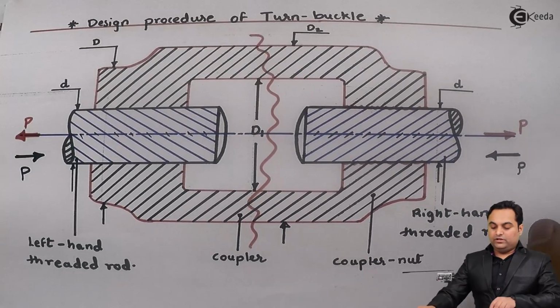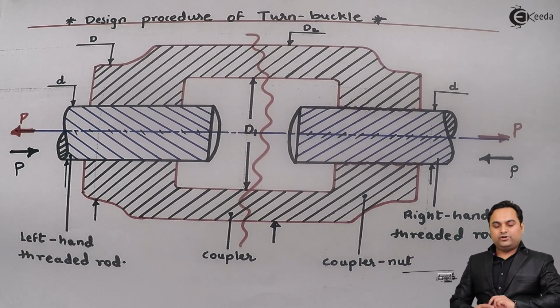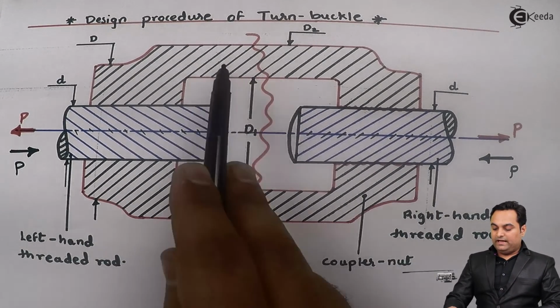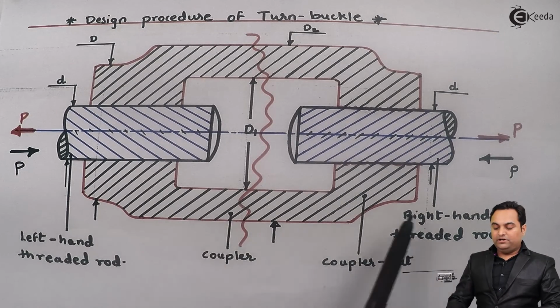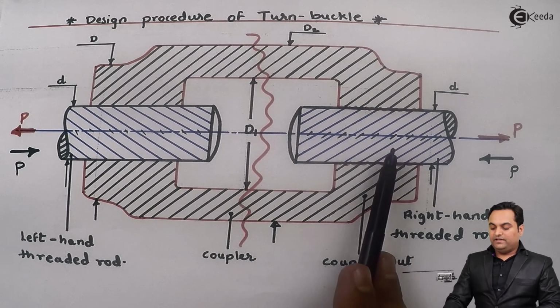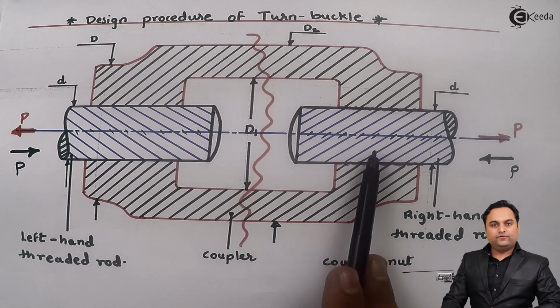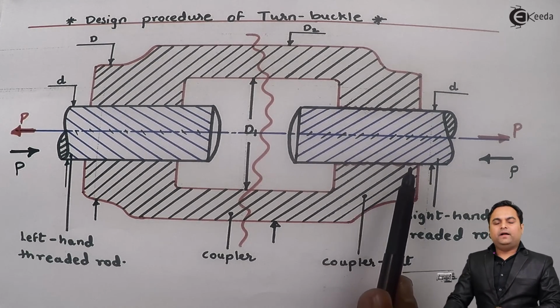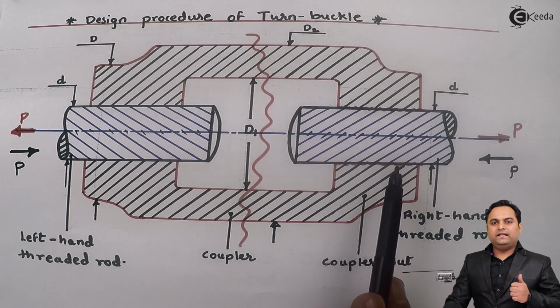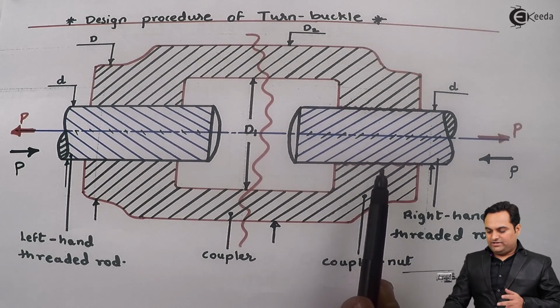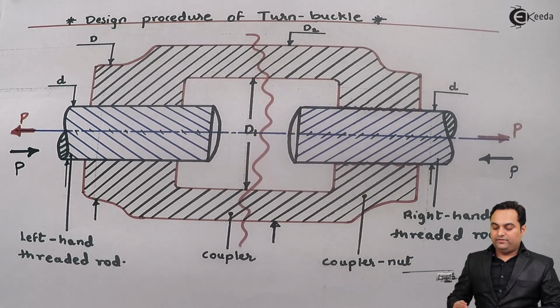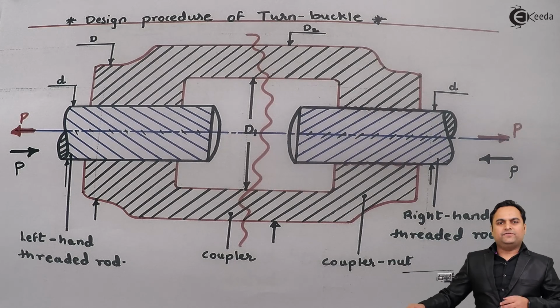So here was the turnbuckle, which consisted of left hand screw thread, right hand screw thread, coupler nut and coupler, and we have completely designed it, first by taking step number 1 as design of screw. Then we had seen the design of coupler nut by considering 3 kinds of failure: tensile, shear and crushing, and at last we have designed in step number 3 this coupler considering tensile failure. So this video shows the design procedure of turnbuckle.